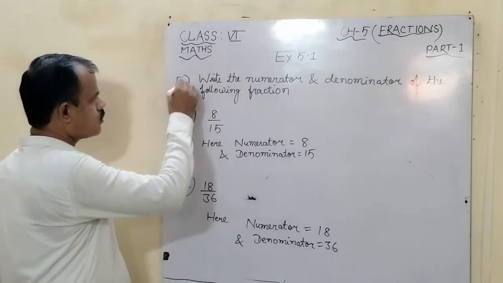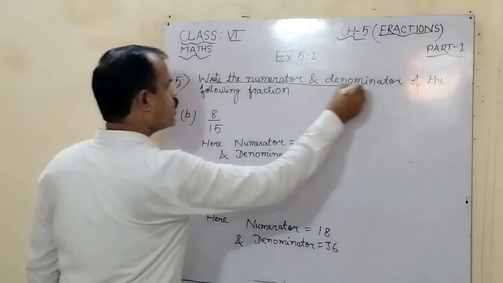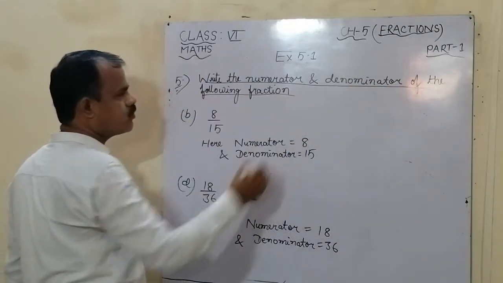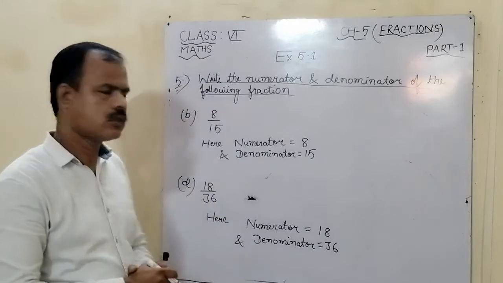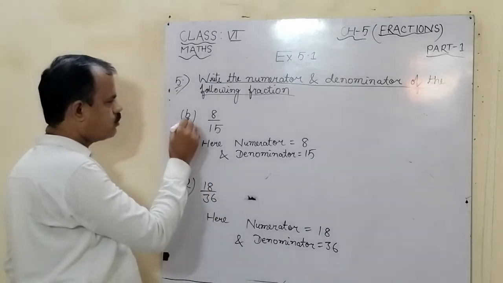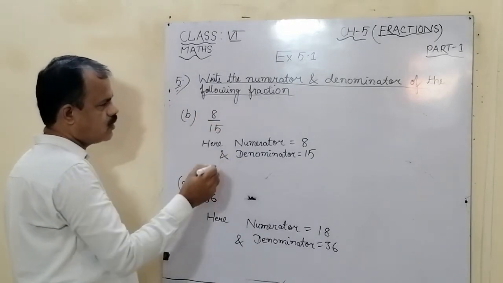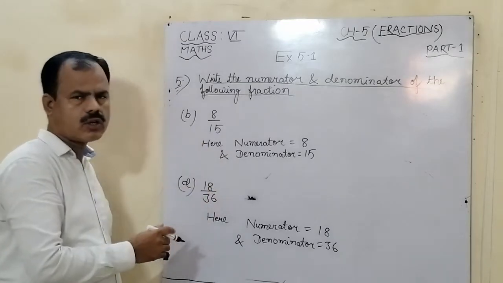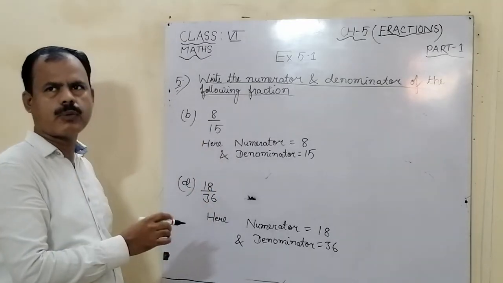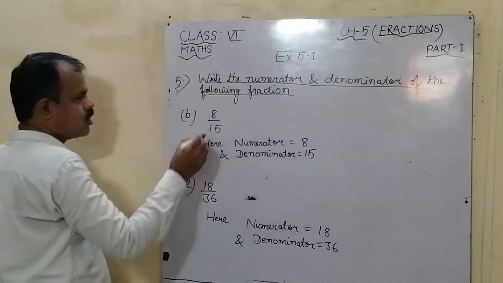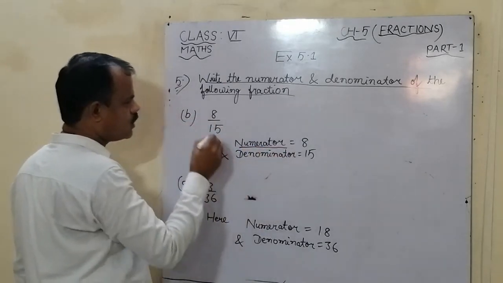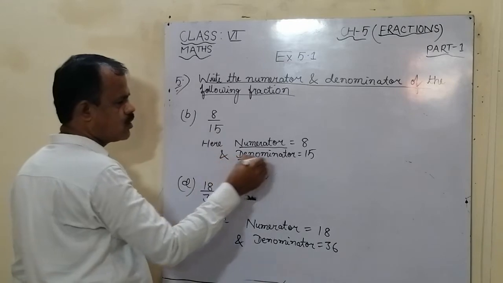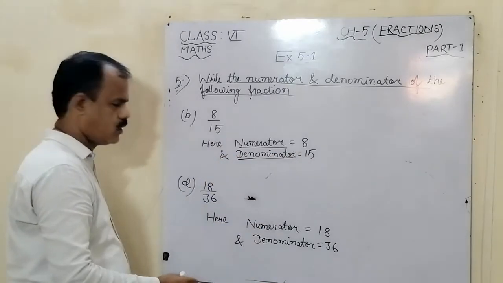Next question, question number 5. Write the numerator and denominator of the following fractions. Fraction equals numerator upon denominator. So students, here B part is 8 by 15. The upper part is known as the numerator and the lower part is known as the denominator. So here the upper part is 8, so numerator equals 8, and the lower part is 15, so denominator equals 15.